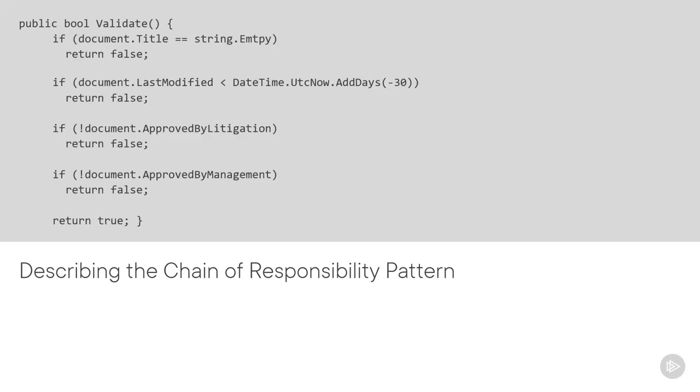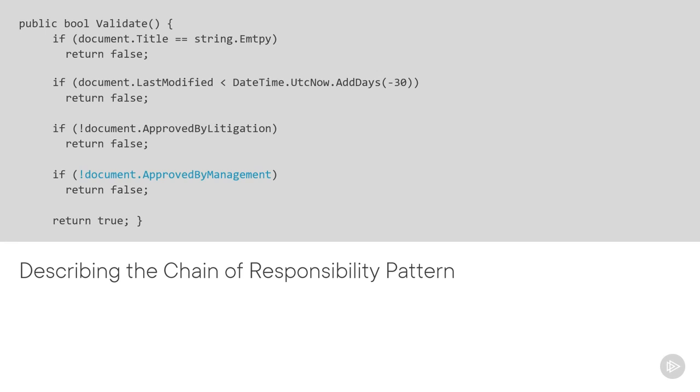We're building part of an application which validates a document. The first thing that needs to happen is ensure that a document's title is filled out. Up next, we've got a requirement that the document's last modified date must be less than 30 days old. If those check out, the document must be read and approved by the litigation department, after which it can be sent to the manager and approved there. Only after the manager has approved the document, it's considered valid and can be sent to the customer.